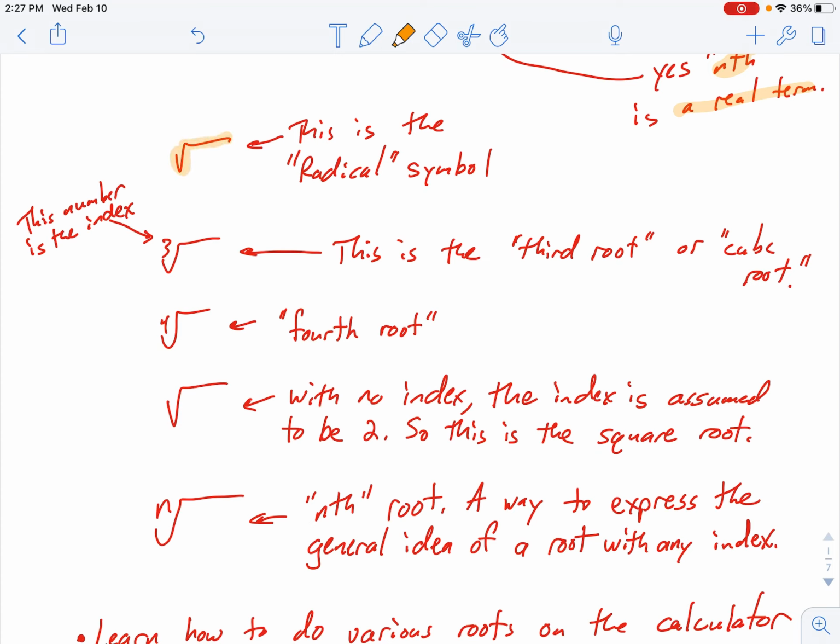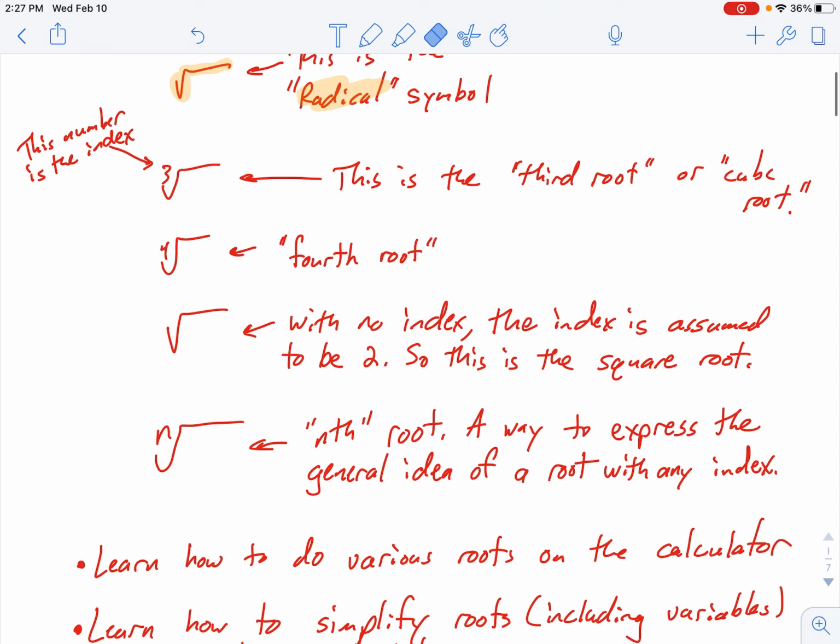So what we have here is called the radical symbol. Anytime that symbol is used, we think of it as a root, but the symbol itself is called a radical, just like this is the plus sign. So it has a name, it's the radical symbol. Now, radical symbols all have an index. The index is a small number written in the crook of that notch there on the radical symbol.